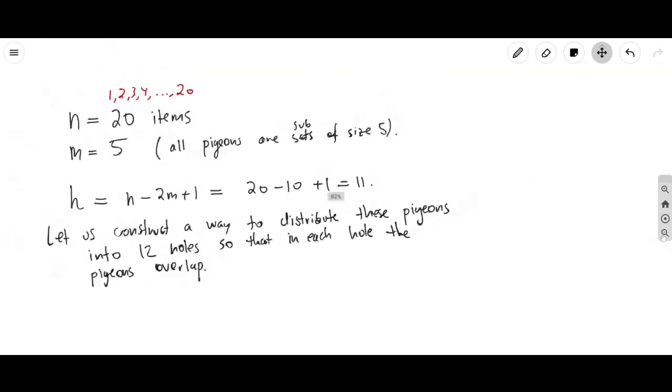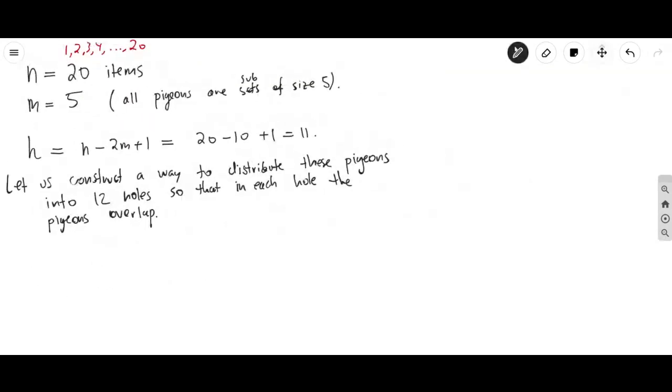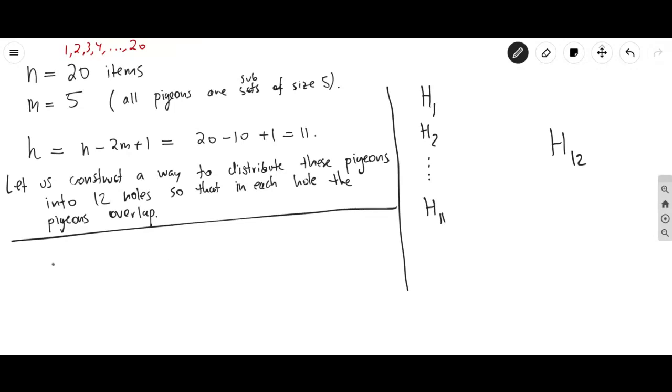So here's how we approach this. So this is what we're going to do. We're going to call this hole 1, hole 2, and let's go up to hole 11. I'm specifically going to stop at 11. We're going to have 12 holes, and then we have one special hole, which we're going to call H12. So here's what we do. So if P is a pigeon, so again, what is a pigeon? A pigeon is simply a subset of size 5, right? It's just you're choosing 5 of these, so that's what a pigeon represents.